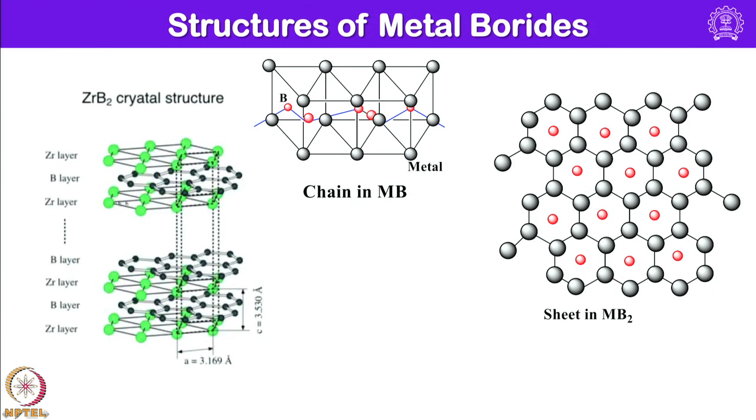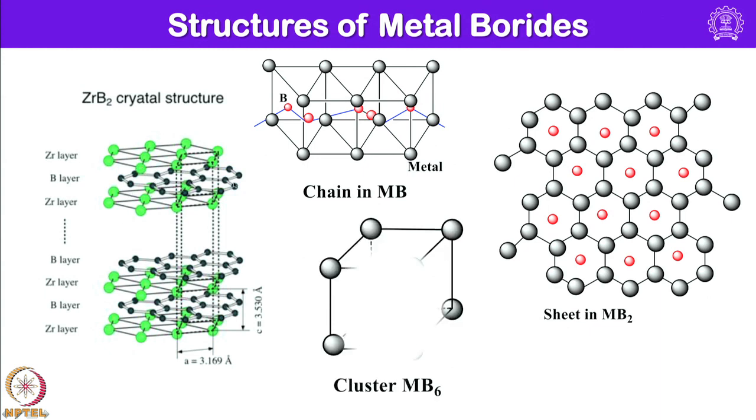And here again the example is zirconium boride. You can clearly see between the 2 layers of metal this boron sheet is there. Okay. And here where the ratio is 1:6, you can see typically in a cubane at the center a boron cluster is there in which 6 boron atoms are disposed towards the 6 corners of an octahedron. So, their arrangement is octahedron, and one can also see a similar one where an icosahedron will be there in the case of an MB12 boride.